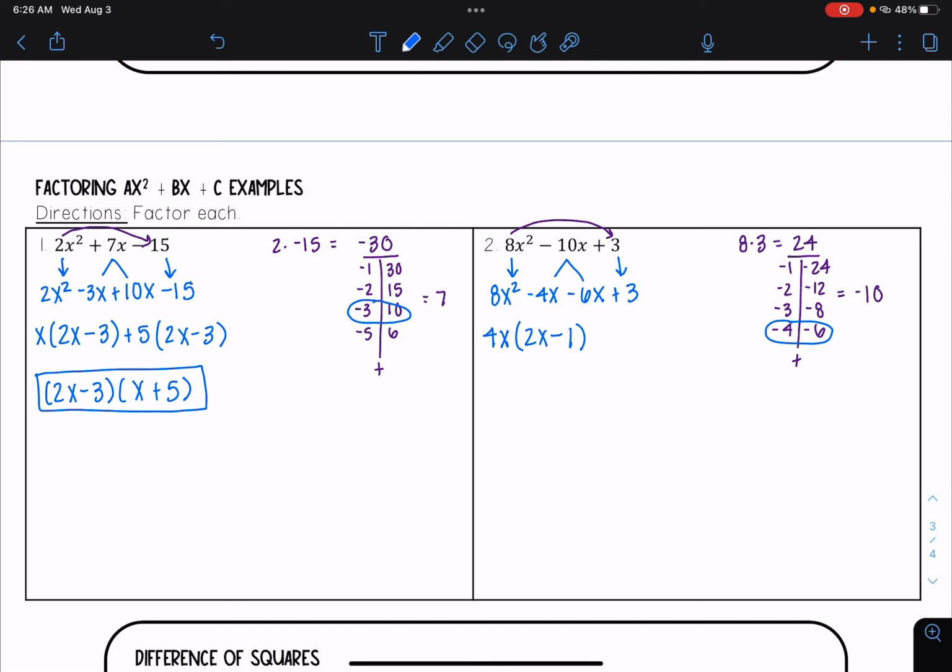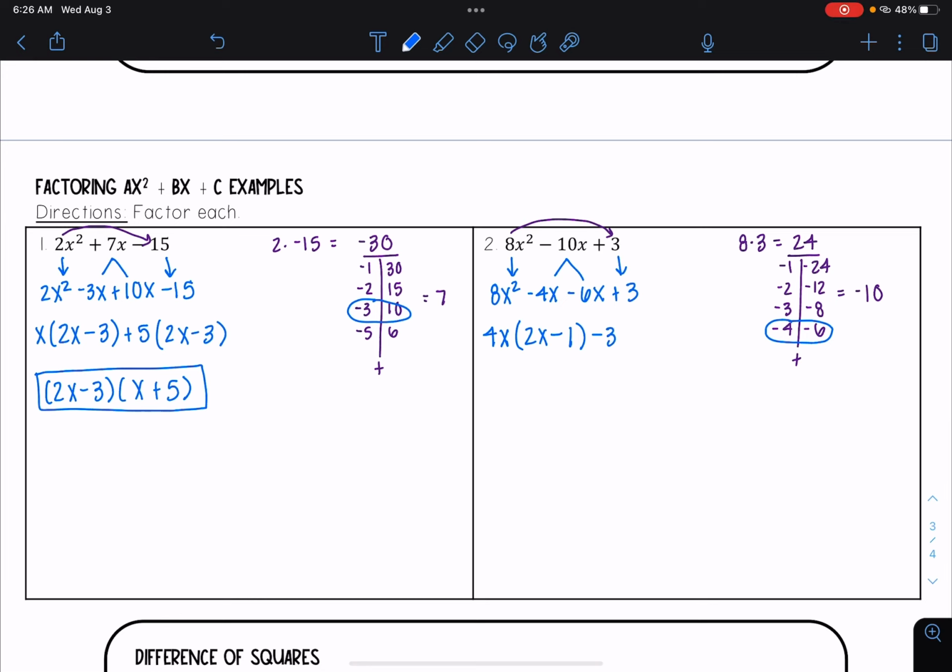Then I have negative 6x plus 3. We never want that first term to be negative, so I'm going to be taking out a negative number here, and I see that they both share a 3. So I have minus 3, and then 2x minus 1. And last step, factor out your common binomial, so I have 2x minus 1 times 4x minus 3.